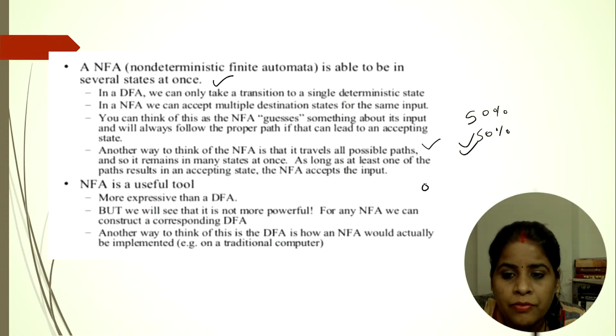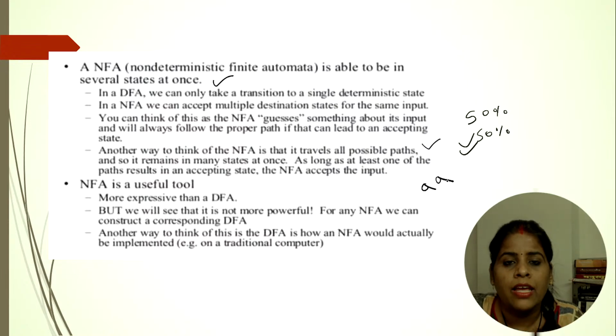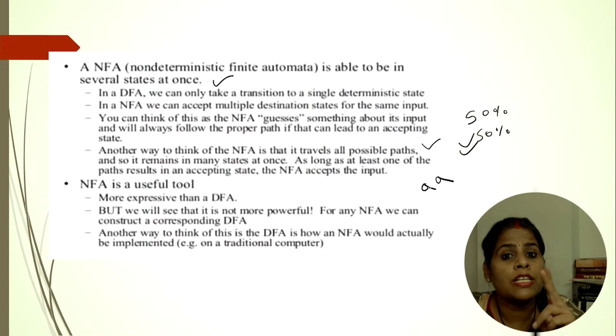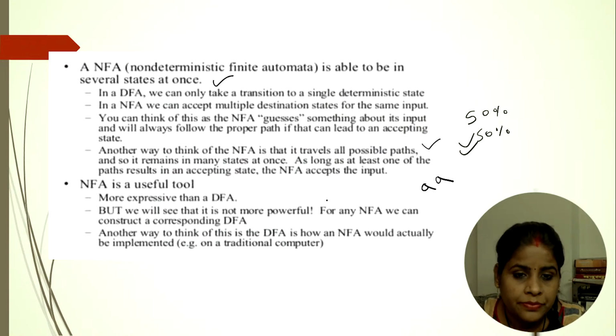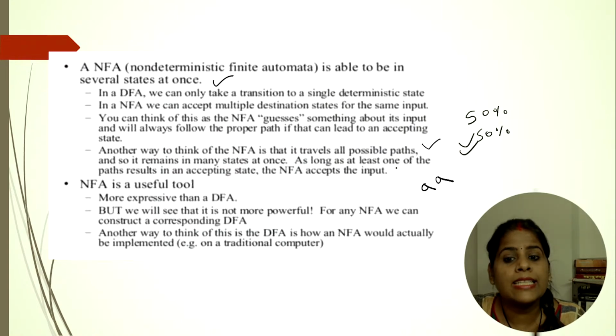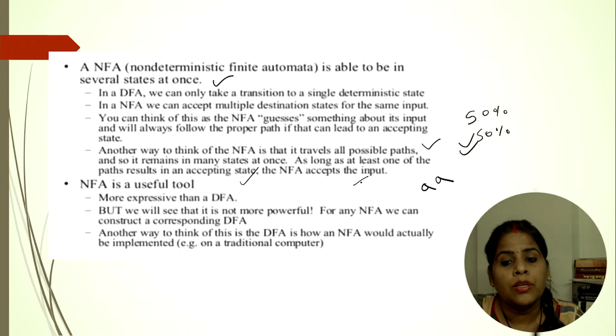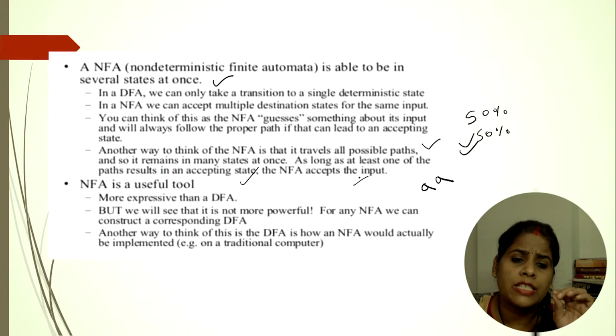It may be possible, we are trying for AA. There may be an NFA in which there are two states where AA is accepted. Okay, isn't it? So this may be possible. Now, as long as at least one of the paths results in the accepting state, the NFA accepts the input. जितना हो सके, मतलब एक छोटा से छोटा भी पाथ, कोई भी छोटा पाथ हो जो कि एक्सेप्ट करा ले, कोशिश NFA की ये रहती है.